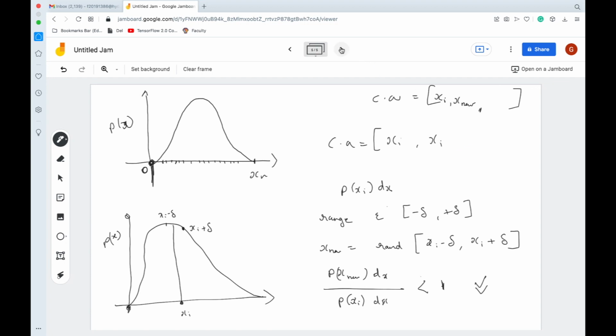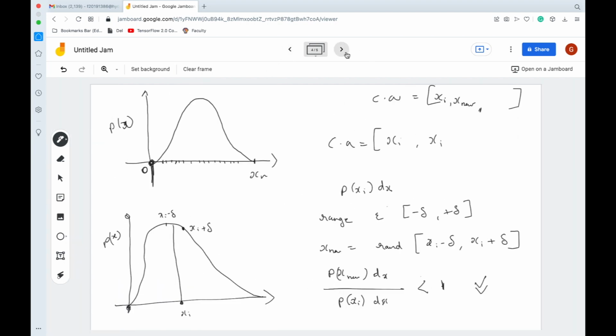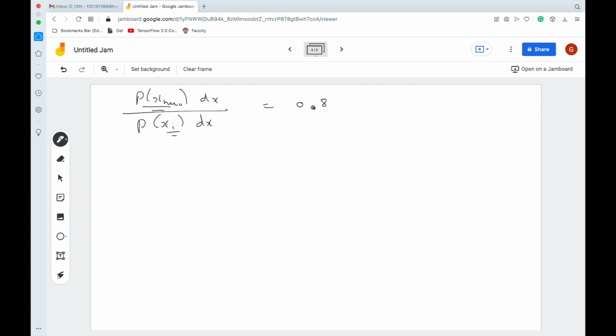Okay. Now the thing is, even if the probability is less than 1, so even if p xi dx over p x new dx, let's say it is 0.8. Now this doesn't imply the fact that this will never occur. Of course, it will occur less than xi, but does it imply that you shouldn't have it in a candidate table? No, right? Because it can still occur.